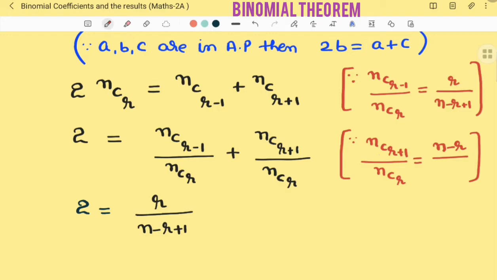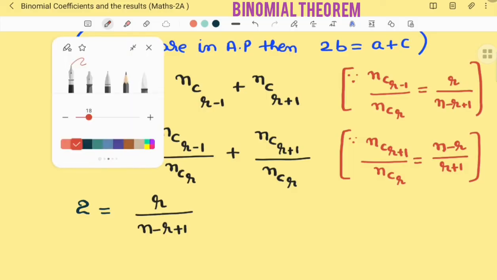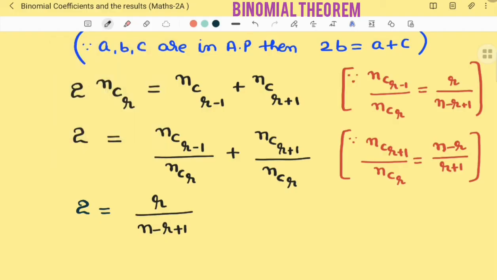In the numerator nCr is over, so in the denominator r plus 1 is there. That you directly write as r plus 1. So the value of nCr plus 1 by nCr you write as n minus r by r plus 1. By practicing it will be easy, dear students.